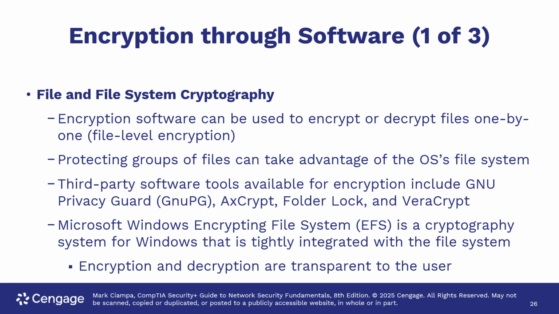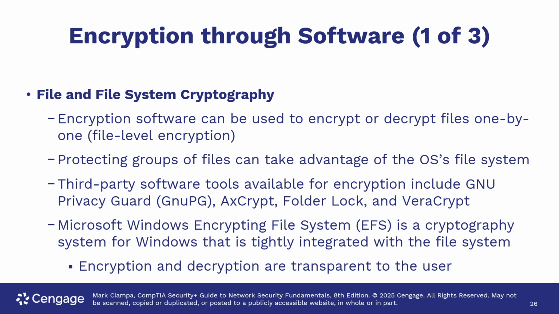So encryption software can be used to encrypt the data and decrypt files one by one. That's file level encryption. Protecting groups of files can take advantage of the operating system's file system. Third-party software tools available for encryption include GNU Privacy Guard, AxCrypt, FolderLock, and VeraCrypt. Microsoft Windows has Encrypted File System.